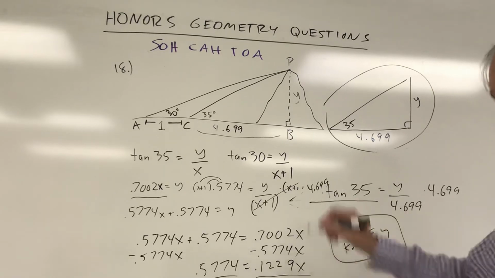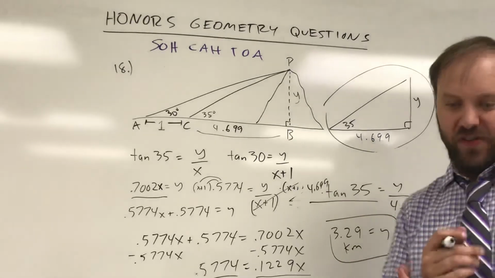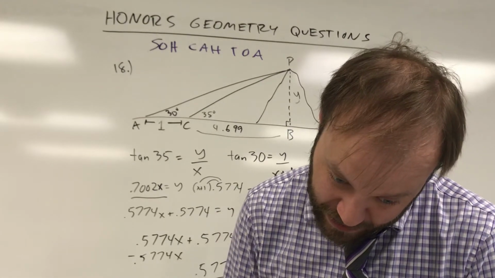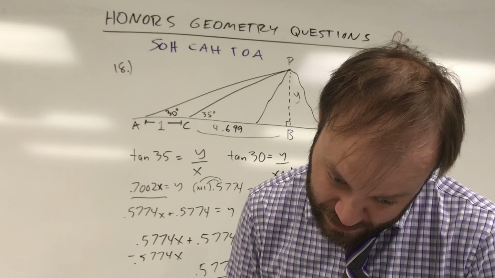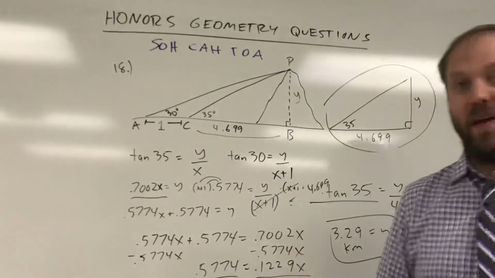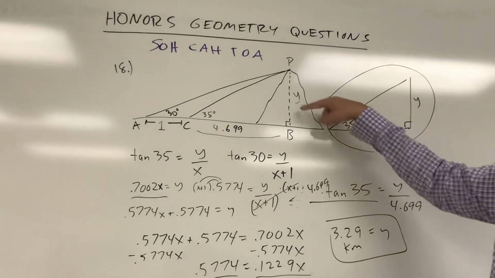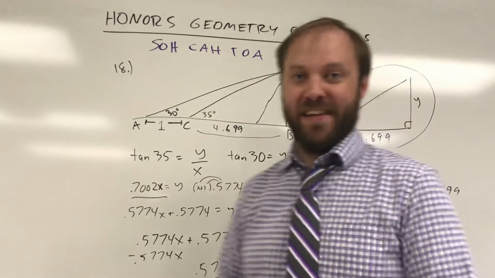I don't remember if they ask you to round, but I think 3.29 is, do they ask you to round? They say find the height. Doesn't look like they say. So anyway, in the book they rounded to two decimal places, so we'll go with that as well. So about 3.29 kilometers high ends up being the height of the mountain.